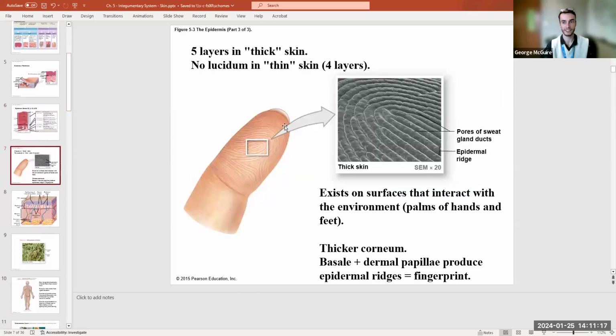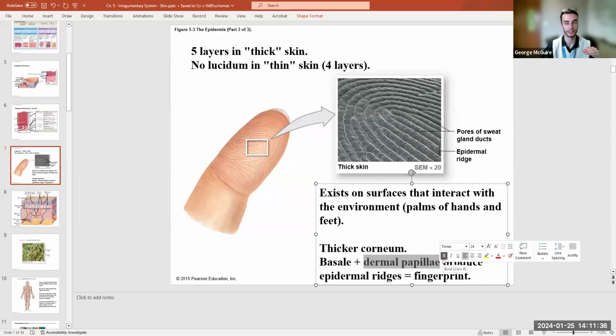So besides having that extra layer in thick skin, we also only see these fingerprints, or the external expression of these dermal papillae, which we'll look at closer in a second. And that's what gives us our fingerprint. So we have papillae in that underlying connective tissue under the epithelium, and papillae is referring to ridges, essentially.